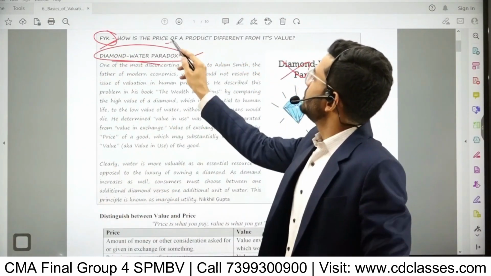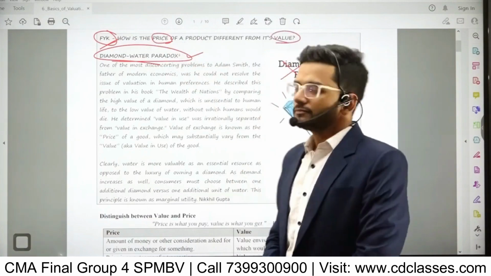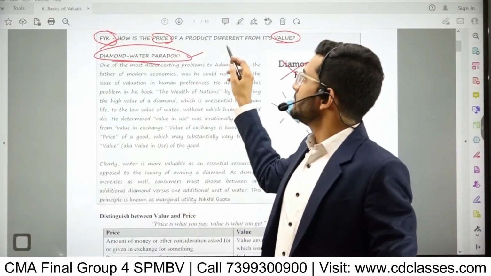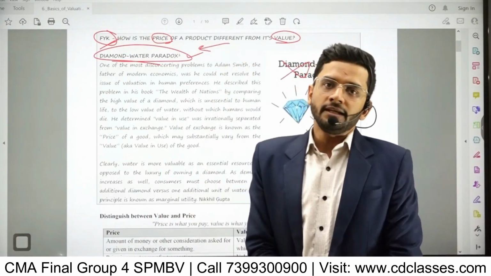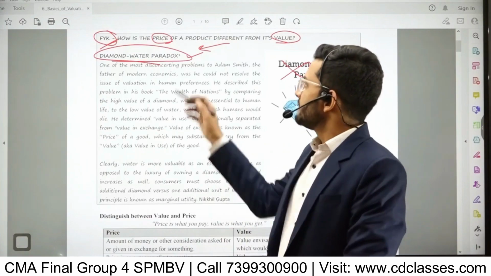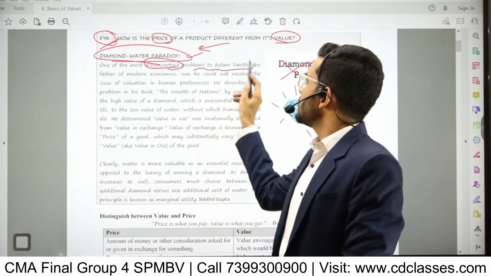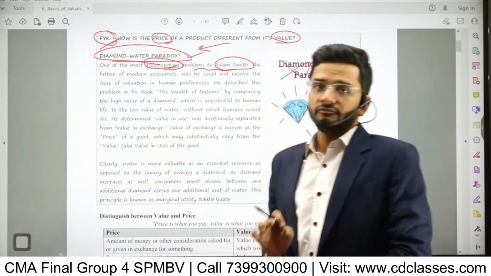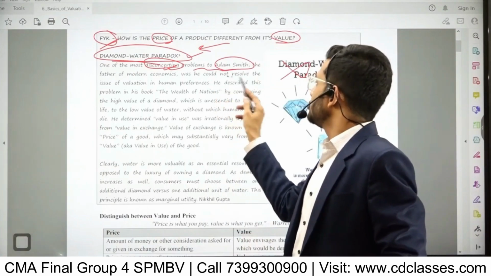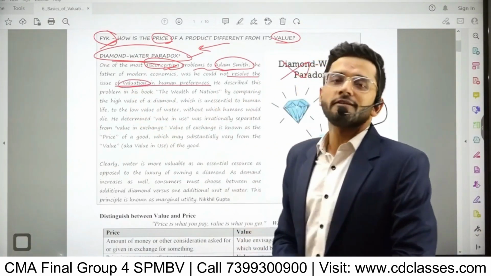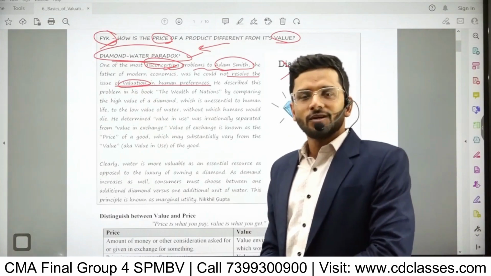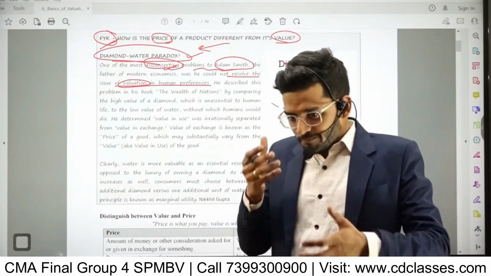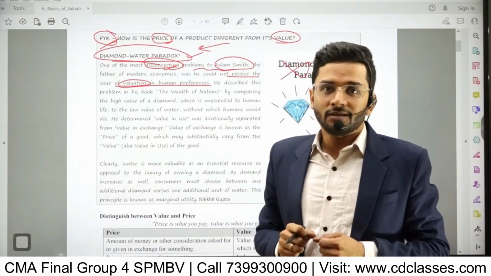How is the price of a good different from its value? So what is the difference between price and value? This differentiation is aptly discussed in the diamond-water paradox, one of the most disconcerting problems for Adam Smith. Adam Smith is the father of modern economics. Now Adam Smith was faced with a problem, a concern, which was that he could not resolve the issue of valuation in human preferences. So human preferences were different and their values were very different. So he could not gauge this parity between prices and values.